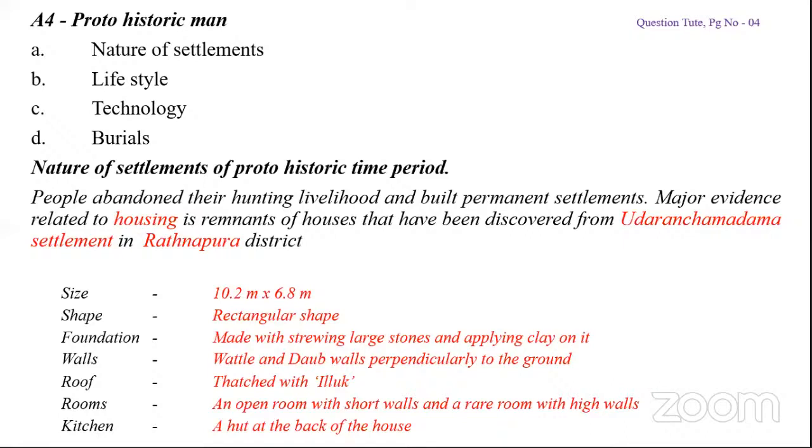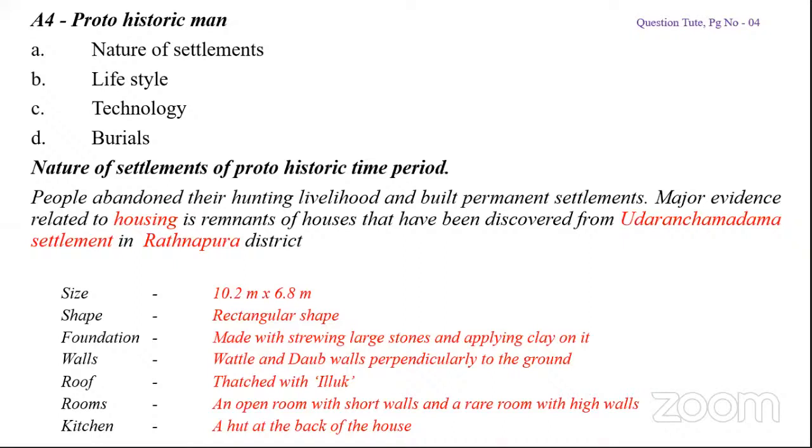This open room has short walls, and there was one rear room. That rear room had high walls. Normally at night they lived in the rear room because otherwise wild animals may come and attack them. To be protected from the wild animals, they used the rear room. And the kitchen was a hut at the back of the house. So these were the features of the found house in Udarachamadama.